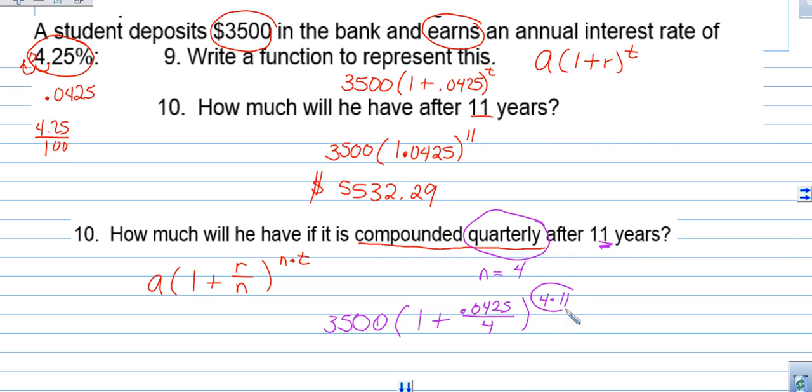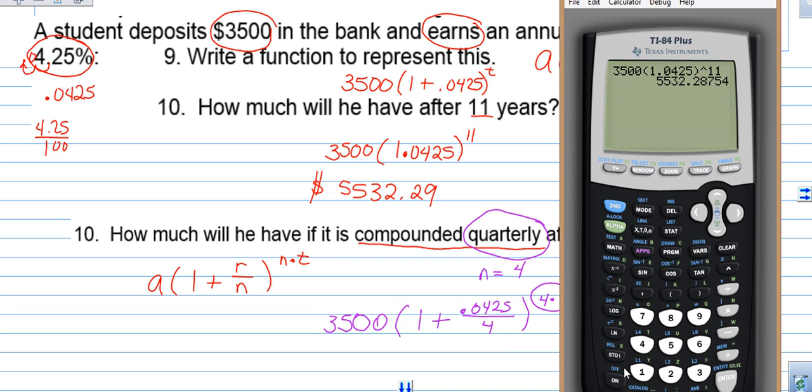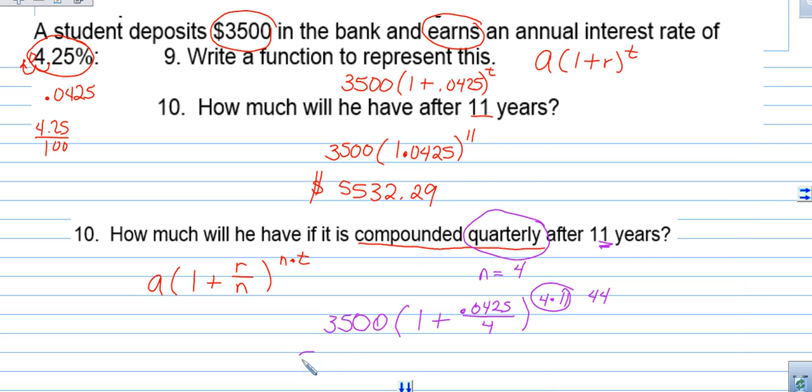My suggestion is that you go ahead and multiply 4 and 11 and get 44, and use that when you type it in the calculator. So we'll go ahead and do that. 3500 parentheses 1 plus 0.0425 divided by 4 parentheses raised to the 44th power, and you get 5572.24.